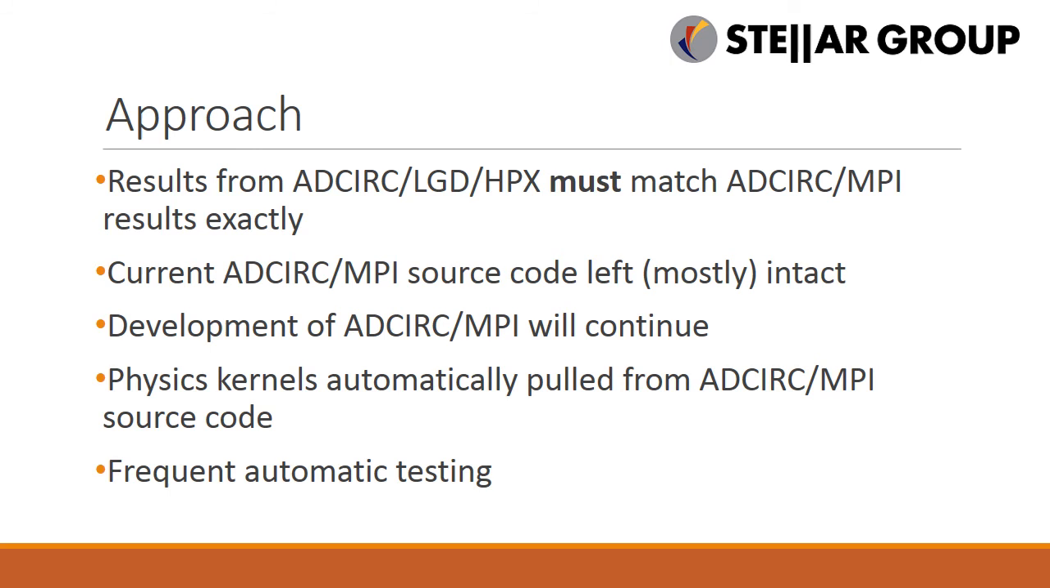And the way that we plan on keeping these two projects in sync is that in the build system of the next generation ADCIRC, we would point to the source code for ADCIRC MPI and in some sort of automatic or semi-automatic fashion pull all of the important physics subroutines from the MPI-based version of the code, and incorporate them into the next generation code. And so that way we don't have to leave anybody behind.